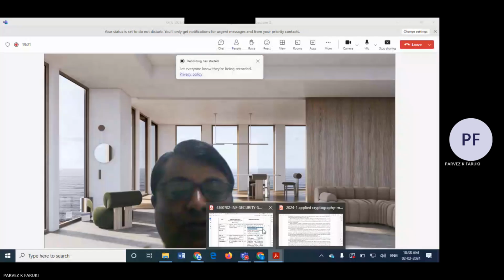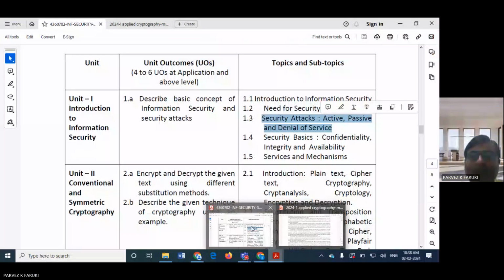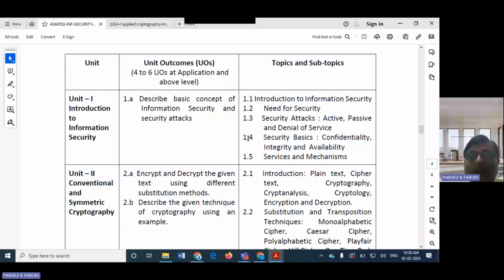Students, good morning. Let's continue our discussion of information security, your final semester course, and take further Unit number 1 with your class number 2.